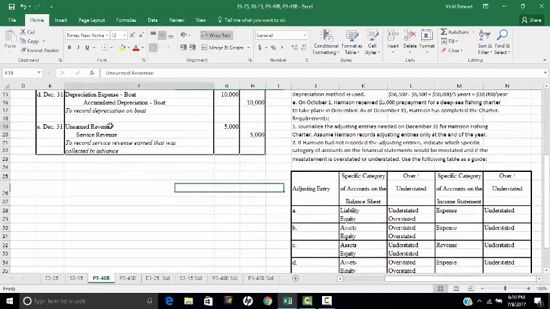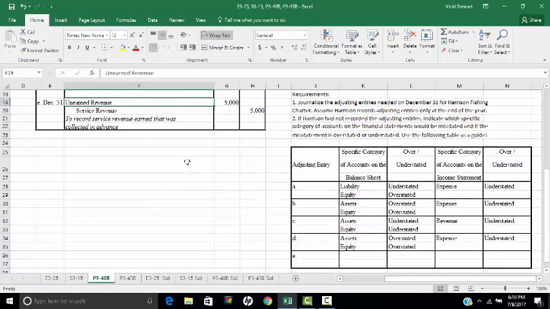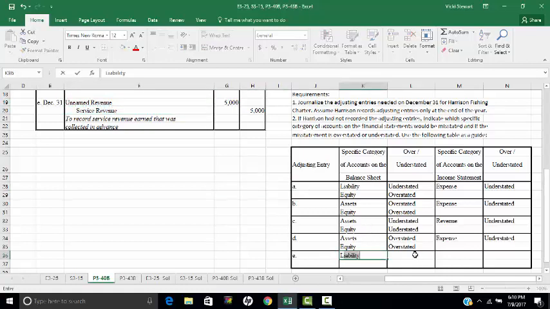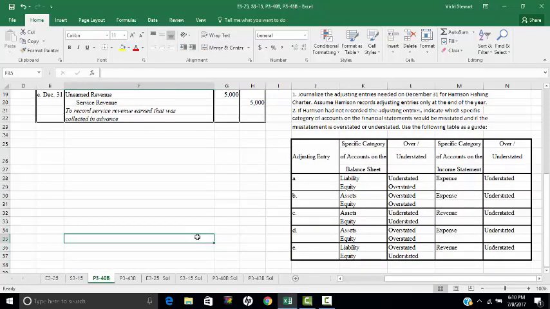Our last one involved this service, unearned revenue and service revenue. Remember, unearned revenue is a liability. Now, this was a subtraction or a reduction in liabilities. So if we did not record that, then that means liabilities would have been overstated. If we hadn't recorded the service revenue, then that means revenue would have been understated. So in this case, it's going to be liabilities, and they would have been overstated. Revenue would have been understated, and equity, of course, if revenues are understated, equity is going to be understated. And that is the conclusion of the demonstration for problem 340B.